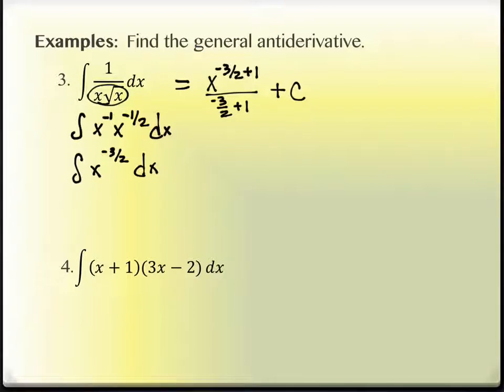That's it. Not a gateway, we keep going. So what do we get? Well, what is negative 3/2 plus 1? It's negative 1/2. So this is x to the negative 1/2 on top, negative 1/2 on bottom, plus c.